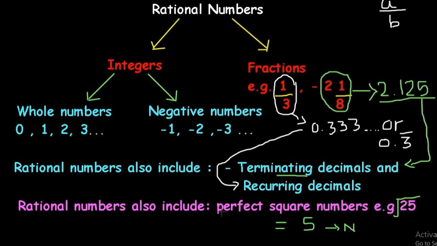So yes, 5 is a natural number. So I hope you have understood.